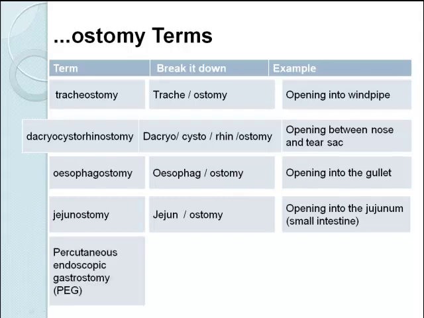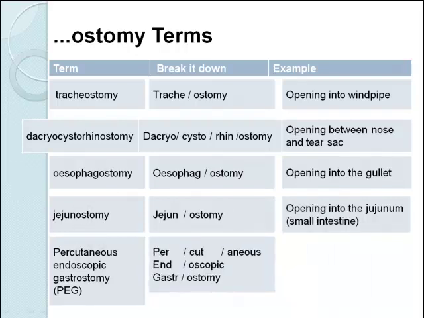Our last term on this slide is percutaneous endoscopic gastrostomy, also known as a PEG. Let's break these terms down. Percutaneous breaks down as per, cut, and then aneous. Cut actually means skin. Per means through. So it's through the skin. Endoscopic, well, that's looking inside. And gastrostomy, that's making our opening into the stomach.